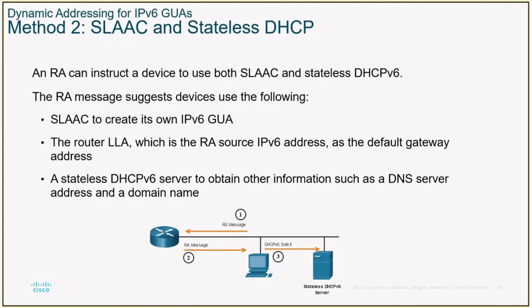Now, with SLAAC with stateless DHCP, the addressing is done all the same, but it also sends a little message saying, if you send out a DHCP request, you'll actually get some more information as well. The host will send out a DHCP request or DHCP solicit message, and then the DHCP server will respond. Typically it's DNS information that, of course, it's not normally going to get from a router.